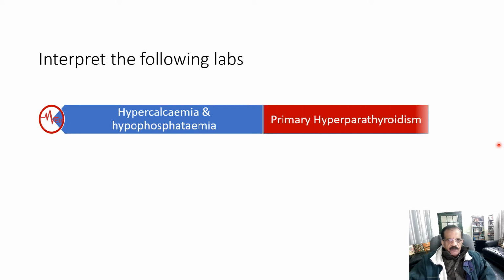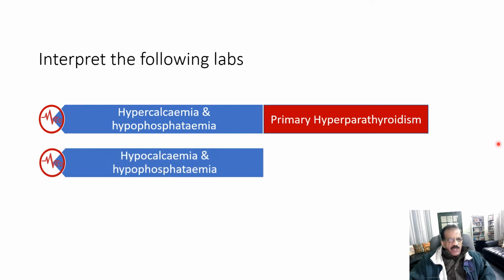Primary hyperparathyroidism, because parathyroid has effect on calcium as well as on phosphate, but the effect is opposite. Parathyroid always tries to raise serum calcium and always tries to lower serum phosphate level. So in primary hyperparathyroidism, maybe because of an adenoma in the parathyroid gland, that would increase serum calcium and would reduce phosphate. So this combination is most consistent with primary hyperparathyroidism.